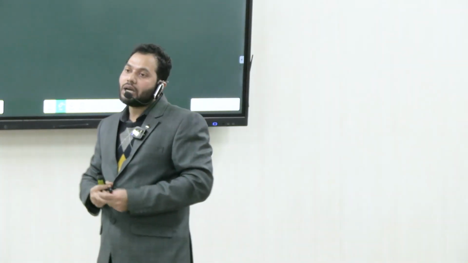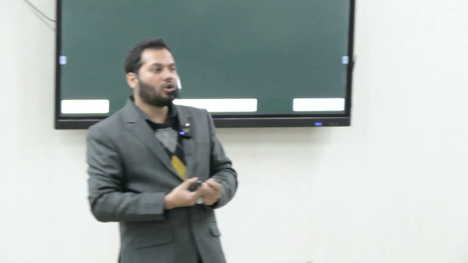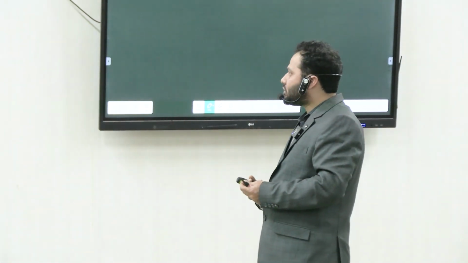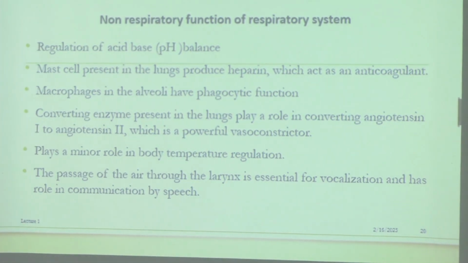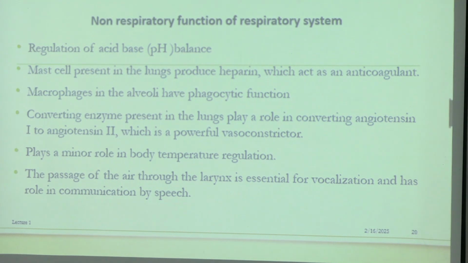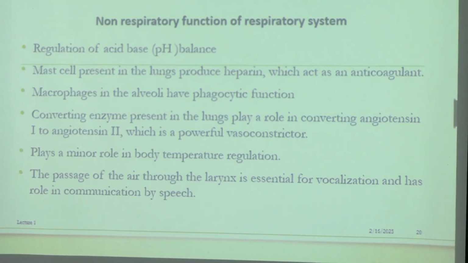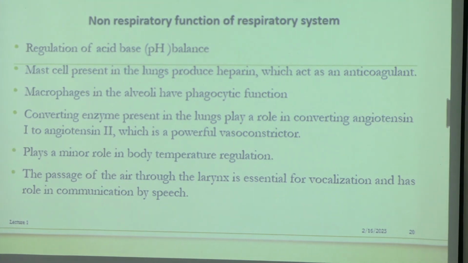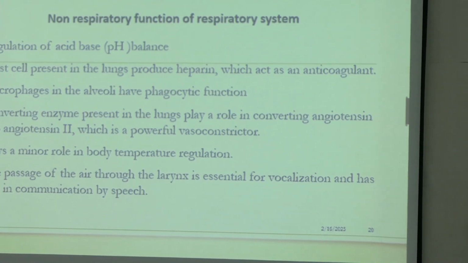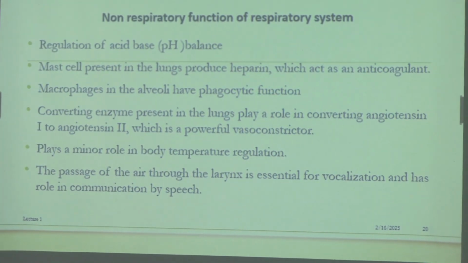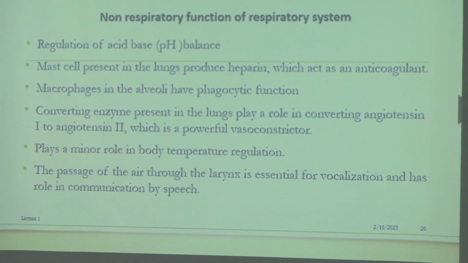Now see, what are the other functions called non-respiratory functions? Obviously, along with gaseous exchange, it is involved with the regulation of pH, meaning the maintenance of acid-base balance, and an important cell type called mast cells, which is present in the lung, and these mast cells produce a heparin molecule. All of us know heparin acts as an anticoagulant, which is a non-respiratory function.